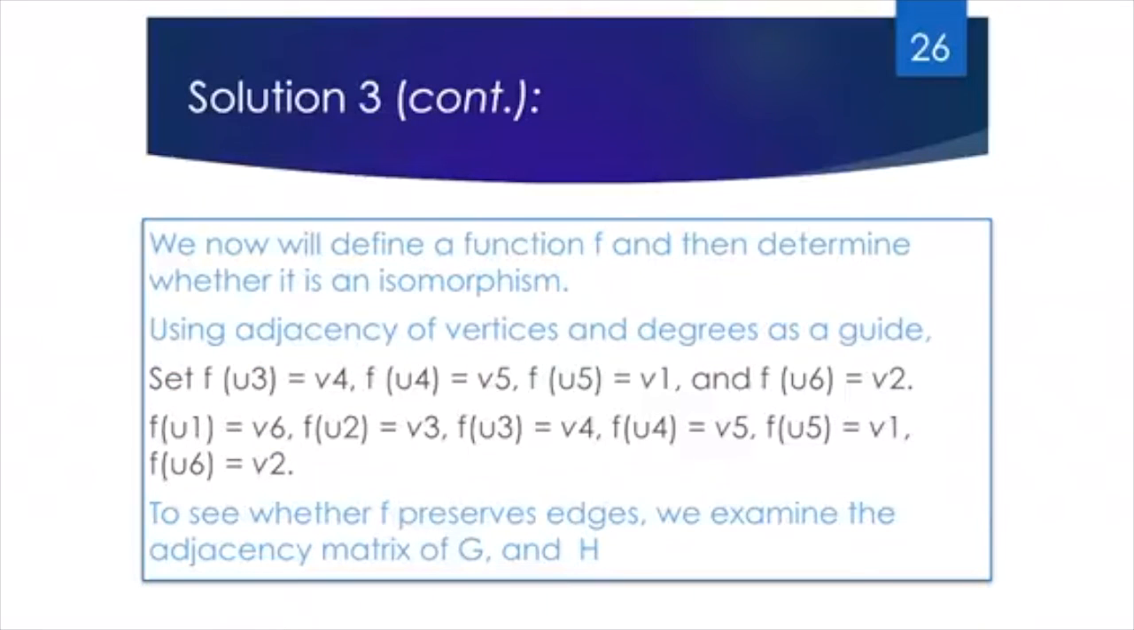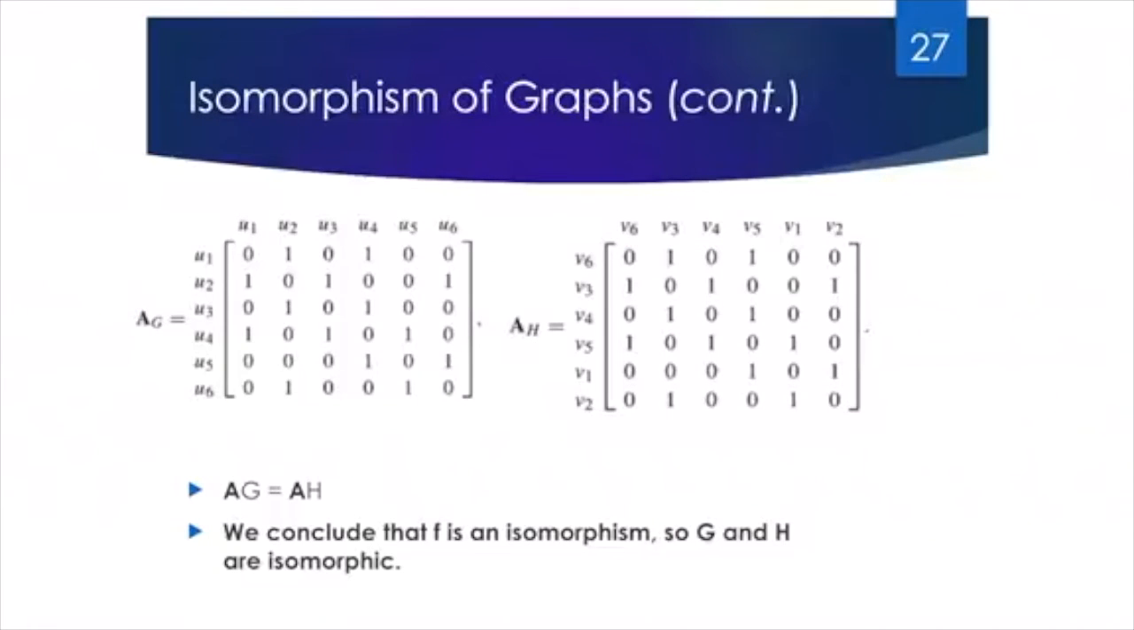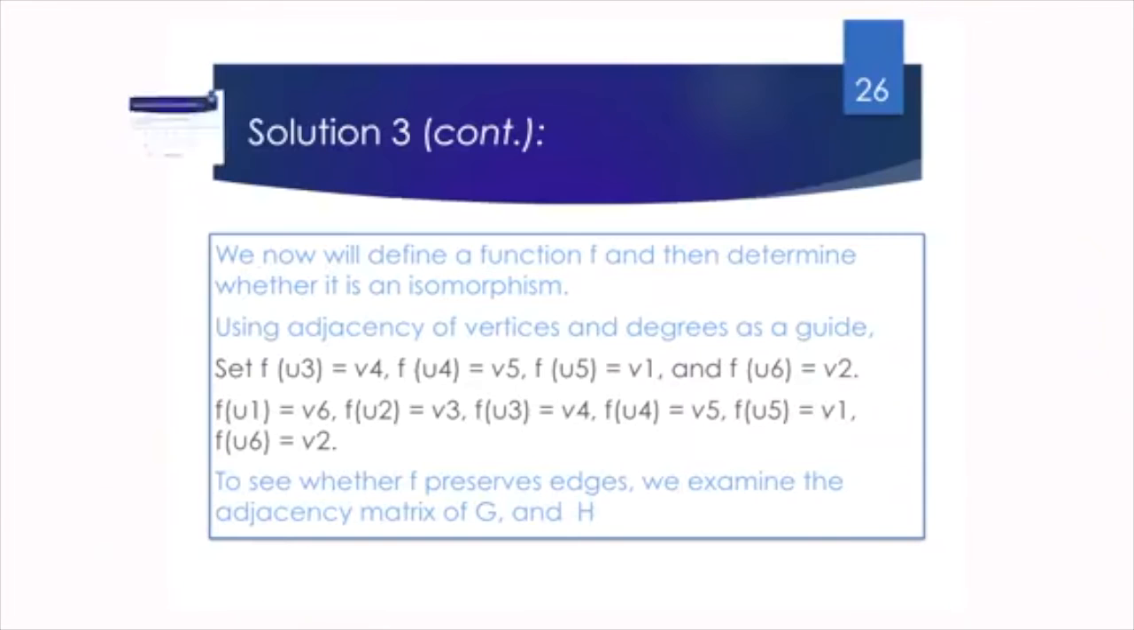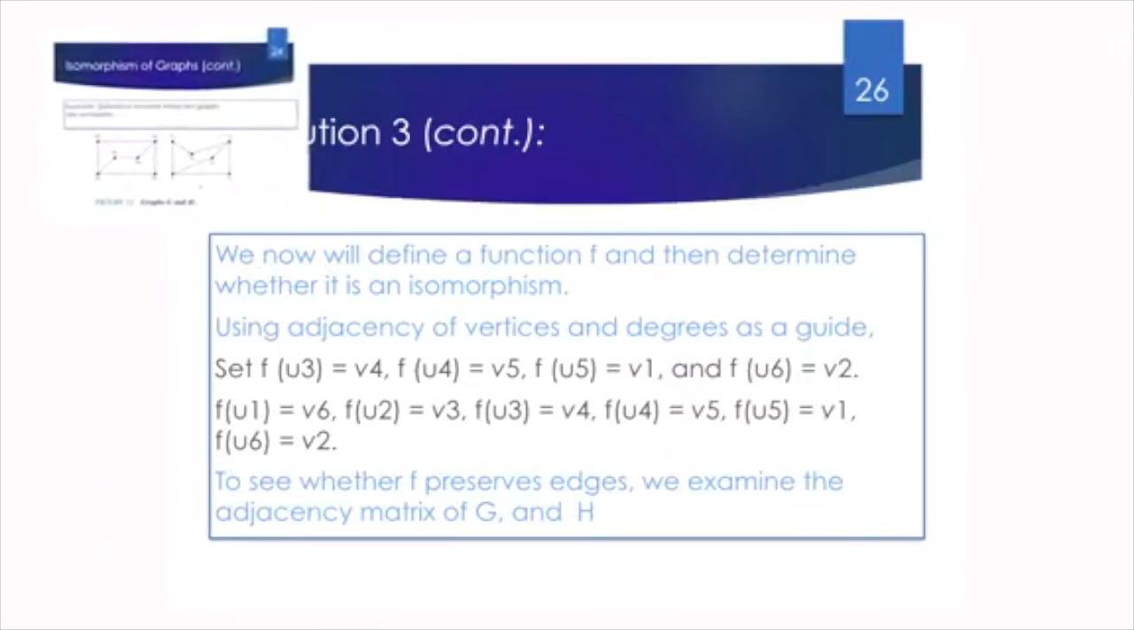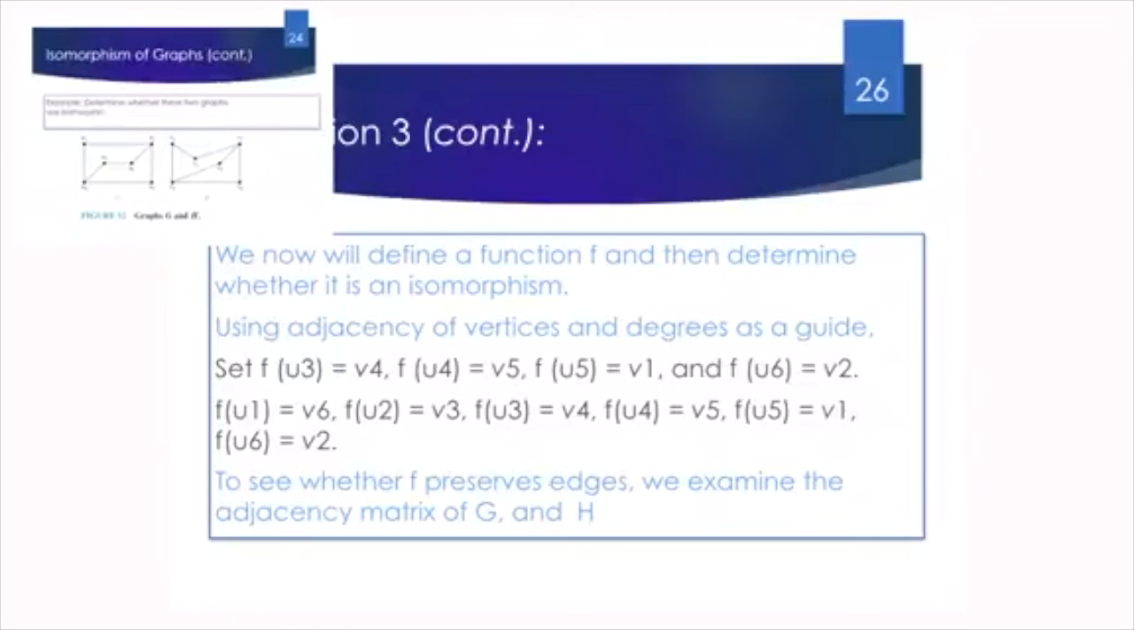Because G and H agree with respect to these invariants, we could now find a function f to preserve adjacency and non-adjacency and to find out whether they are isomorphic or not. We will now define a function f and then determine whether it is an isomorphism. Because the degree of u1 equals 2 and because u1 is not adjacent to any other vertex of degree 2, the image of u1 must be either v4 or v6. These are the only vertices of degree 2 in H not adjacent to a vertex of degree 2. We set f of u1 to be v6.